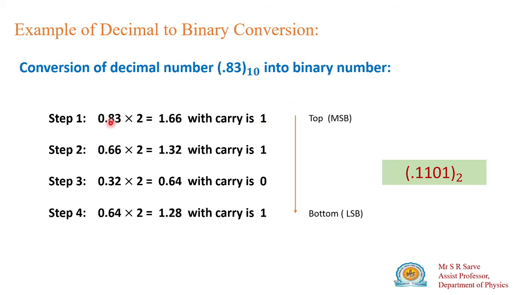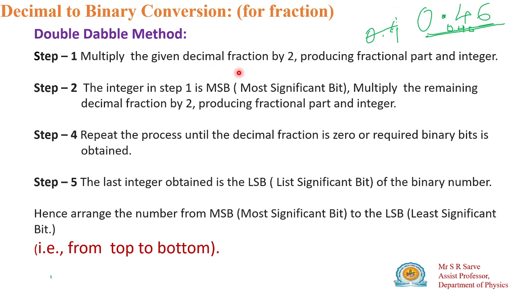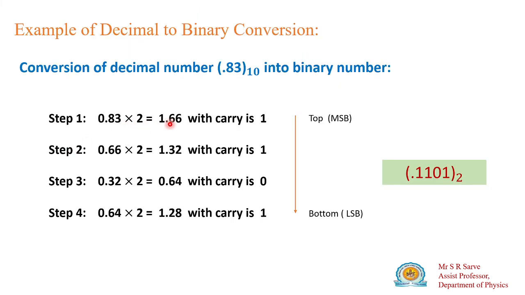So when you multiply 0.83 into 2, what is the first step? Multiply the given decimal fraction by 2. We multiplied by 2, it will give you 1.66. So 1 is your integer, the carry, and we have to write that 1 here. This is our most significant bit. And then what is the remaining fraction? 0.66. That 0.66 we have to take here.